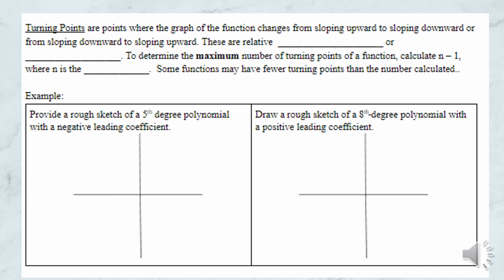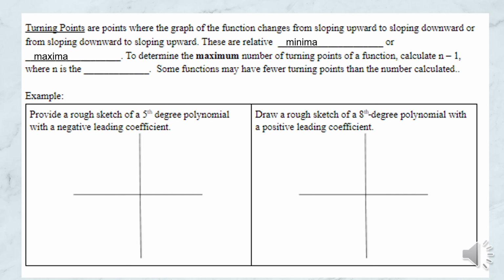Turning points are points on the graph where the function changes from going up to going down, or from going down to going up. These are relative minima or maxima. We can't say that they are maximums and minimums because our graph is going to go on forever and ever and ever, so we don't actually have a minimum or a maximum.